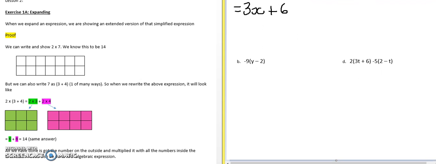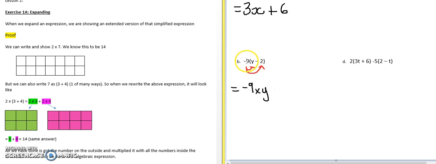Second example, which is on the left-hand side, it's B. Again, what I like to do is draw my arrows to indicate what's being multiplied with what. We just have to be careful now because we're dealing with negative signs, both on the outside and on the inside. So this is saying negative 9 times positive y, so negative 9 times y. That right there is just a times.